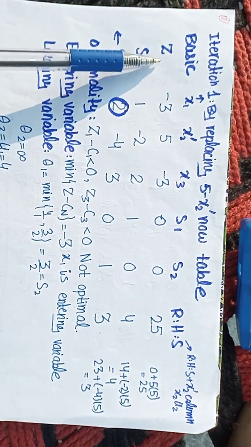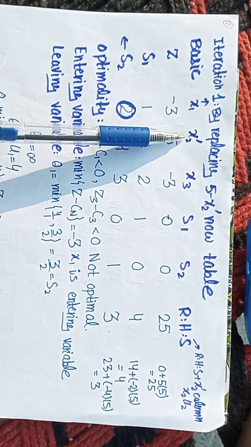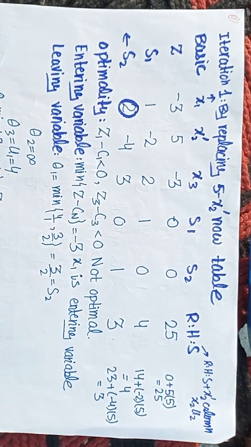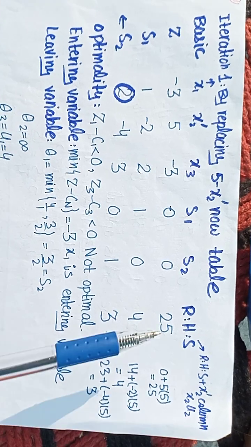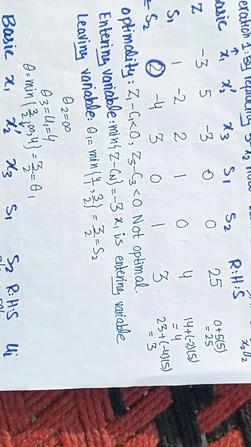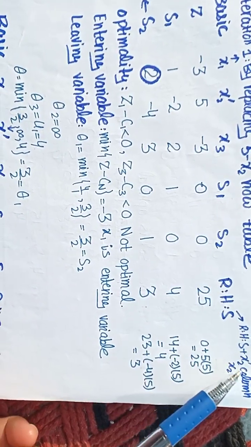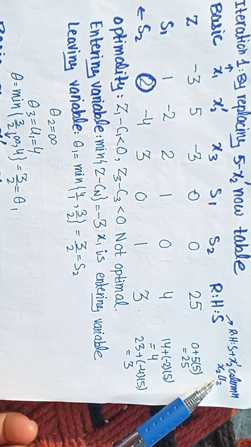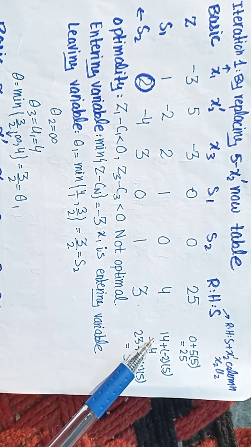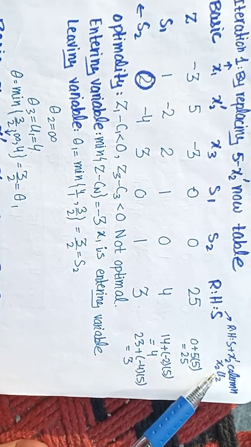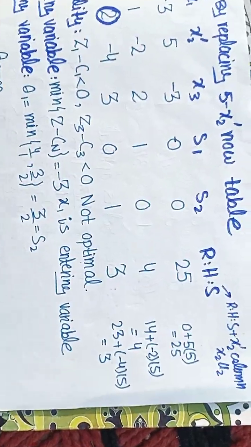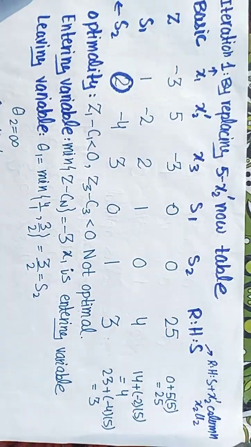Iteration 1. z, s1, s2; columns x1, x2 dash, x3, s1, s2 and right hand side. No variable will be leaving, we just replace. The right hand sides are replaced: z right hand side is 0 plus 5 times 5, which is 25. The right hand side 14 plus x2 dash coefficient -2 times u2 which is 5, gives 4. Then right hand side 23 plus -4 times 5 equals 3.